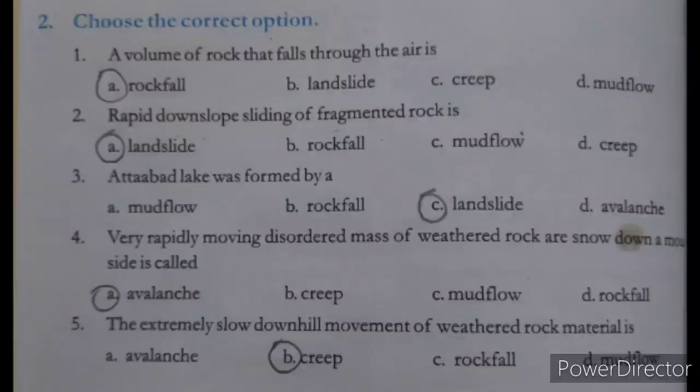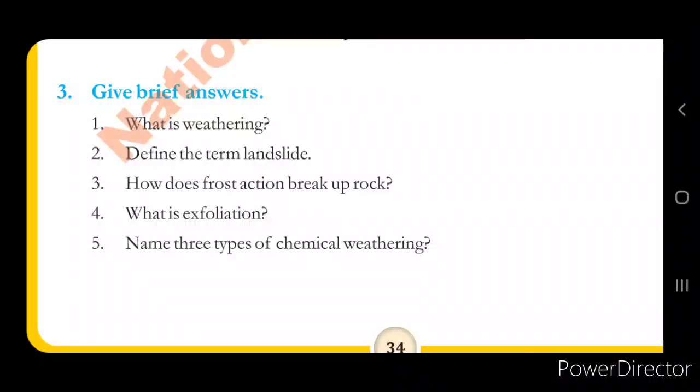The extremely slow downhill movement of weathered rock material is: avalanche, creep, rockfall, mud flow. The correct option is creep. The extremely slow downhill movement of weathered rock material is creep. Now move to the next question. Next question is question number 3.